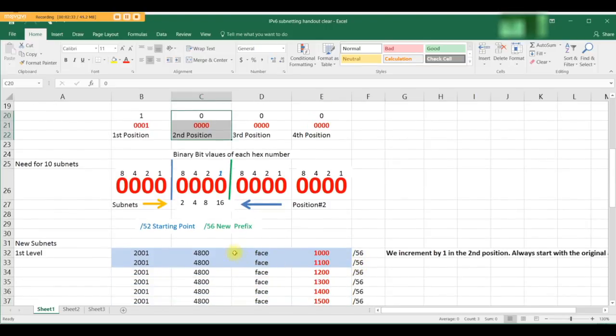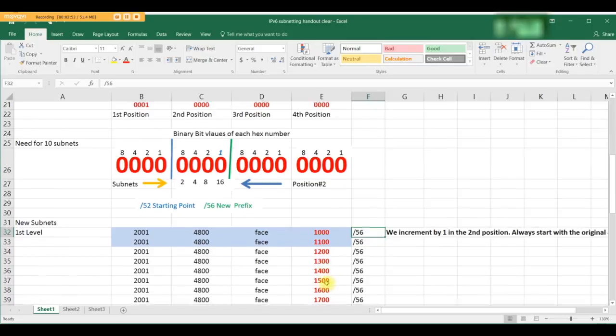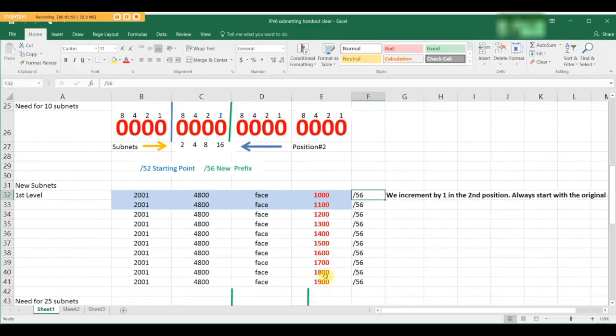Well, if you look here, we always use the original number that was given to us. That's our starting point with the new prefix length. We'll always start with that. But now in the second position is where we're incrementing, and you can see right here by 1. So 1,000. And then you got 1 in the second position is 11, 12, 13, 14, 15, 16, 17, 18. And that's it for those subnets that we require. Those are the 16: 1, 2, 3, 4, 5, 6, 7, 8, 9, and 10. All right. So that's all there is to that. Just to break it down a little bit more.